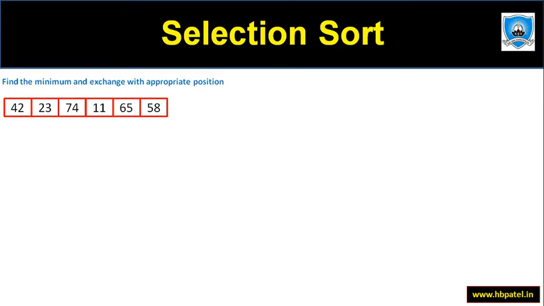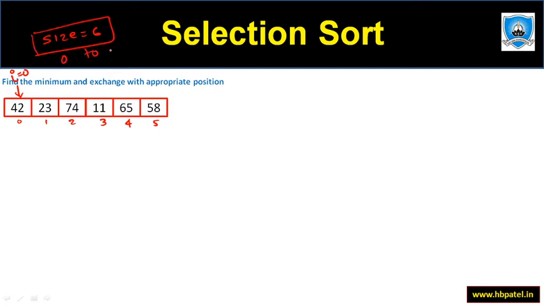Now we are not going to use a temporary array and we are going to do the swapping within this array only. So now we will be starting from this position. Let's say this is i equal to 0. So we are having 0, 1, 2, 3, 4 and 5. So total there are 6. So size of this array is equal to 6. Alright. So starting from 0 up to 5.